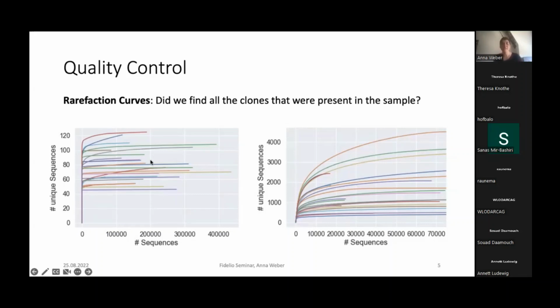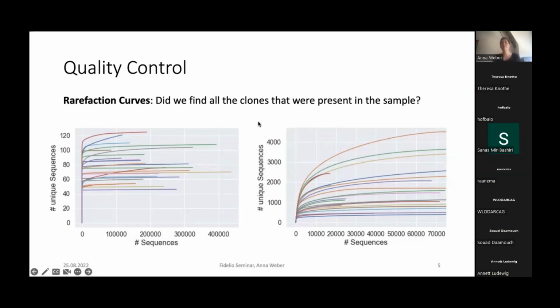And you can see that most of the samples that we have are quite good, but also not perfect, I would say, especially here on the right. These are the blood samples. You can see that there's still, like, these lines are still growing.